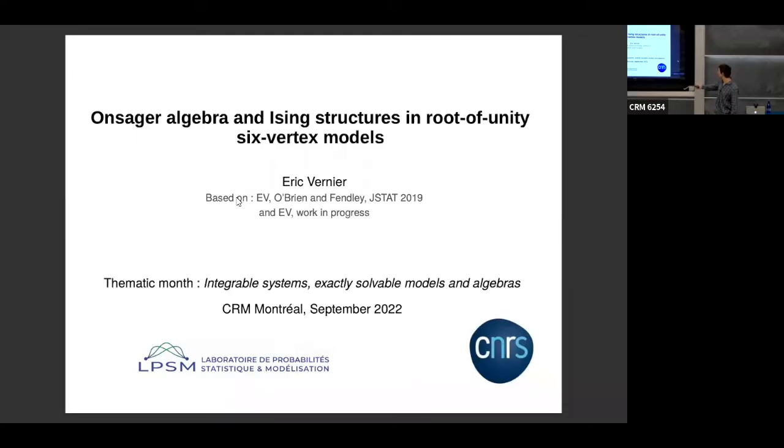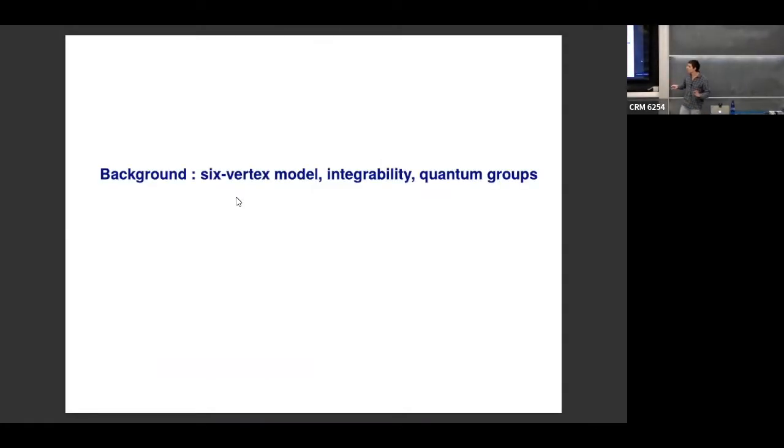And so this is based on past work with Paul Fendley and his ex-students Ed O'Brien, and also some ongoing work. Okay, so before really moving into what we did, let me just give some quick background on stuff I believe now everybody is familiar with. So yeah, six-vertex model, integrability, and quantum groups.